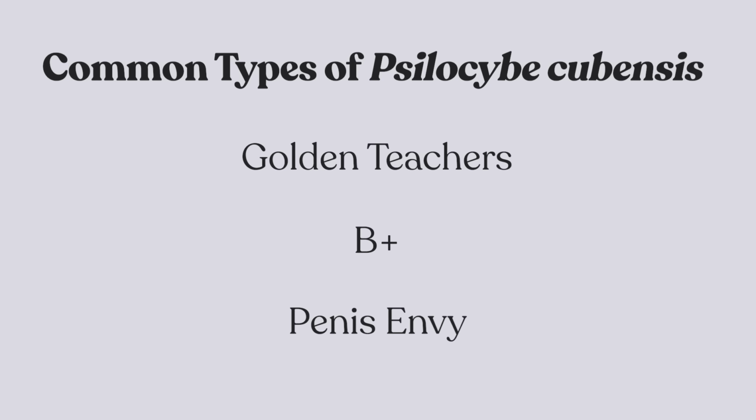The first thing that you want to look at is the Latin name, which will usually be, as mentioned before, Psilocybe cubensis, because that is the most commonly cultivated magic mushroom. And if you're looking at golden teachers, B+, or penis envy, these are all types of Psilocybe cubensis. For the Latin naming system, you might remember this from elementary school. The format goes genus, Psilocybe, followed by the species, cubensis. So if you're looking at spores and the Latin names are different, then you know you have separate species.